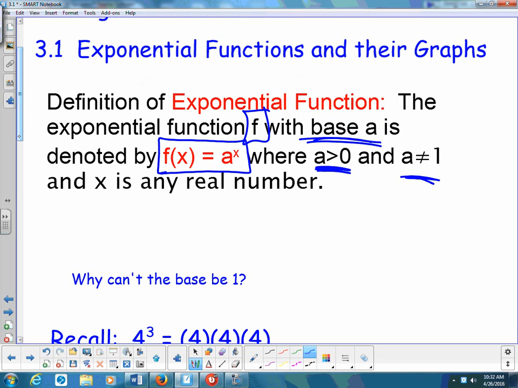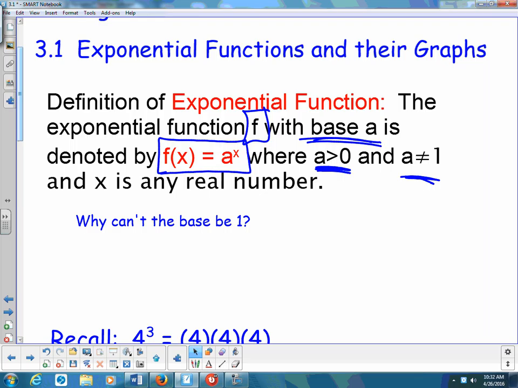So my first question for you is, why can't the base be equal to 1? Well, if we had some function that was f of x equals 1 raised to the x, no matter what we plug in for x, would the function value ever change? No, because 1 to the second is 1, 1 to the third is 1, 1 to the fourth is 1. So we do not allow the base to be 1.